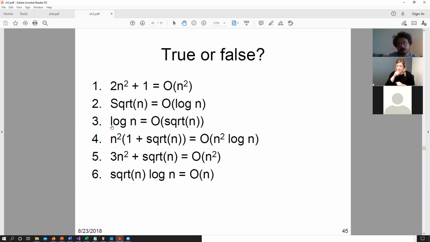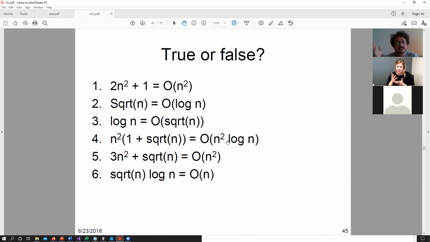Now, log n equals big O of square root of n. That is true, right? I mean, the previous one was false. Number 3 is true, everyone agrees. Now comes n squared times 1 plus square root of n equals big O of n squared log n. So what about number 4? False. Anybody else? False. Anybody thinks it's true?